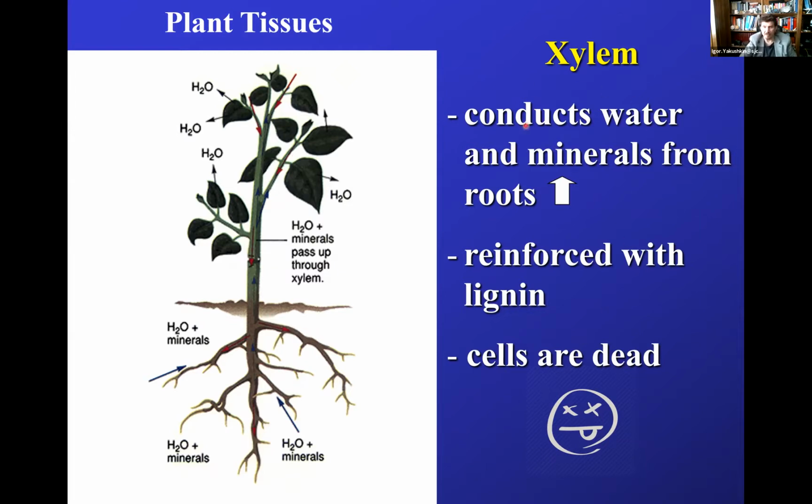So xylem conducts water and minerals from the roots upward. The cells or cell walls are reinforced with the lignin. As a result, the cells inside are dying. So basically it becomes a tube and the cells inside are dead. So the water is moving out. So cells are dead in the xylem.